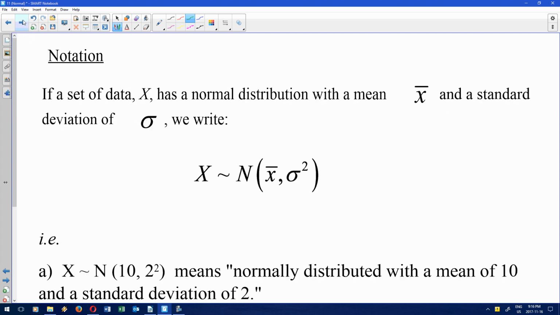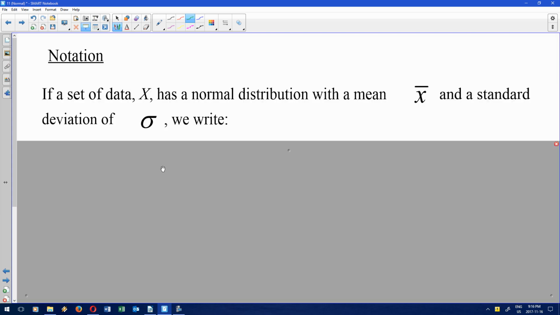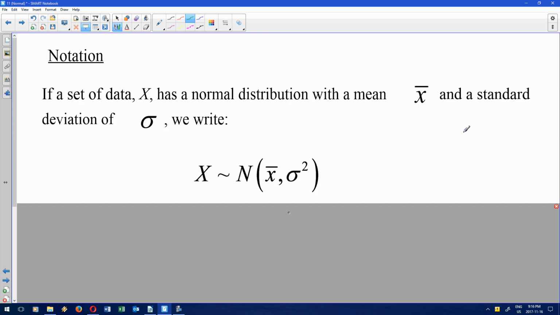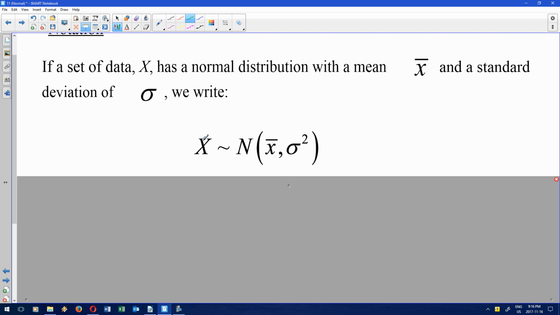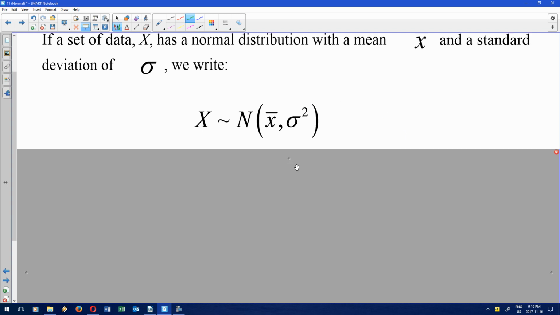Okay, so we're going to do a little more about notation here. And I apologize for the spacing here. If a set of data x has a normal distribution with a mean of x bar and a standard deviation of sigma, then we can write this. So my data x, this little curve means it's normal with this mean and this standard deviation. And standard deviation squared is what's known as variance. Again, I'm not sure why the notation is set up that way, but that's the way that it is.